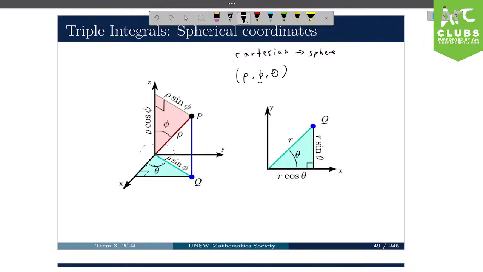And note that here, x will be equal to rho sine phi cos theta, and then y is equal to rho sine phi sine theta, and z equals rho cos phi, this axis up here.